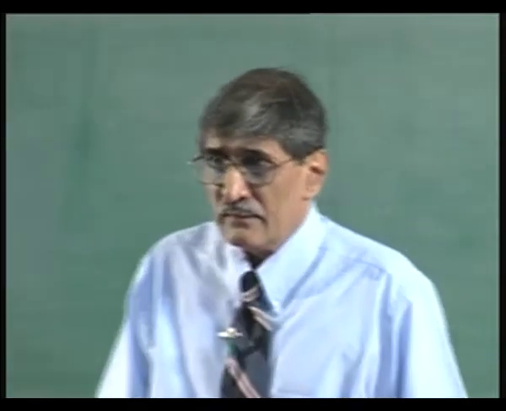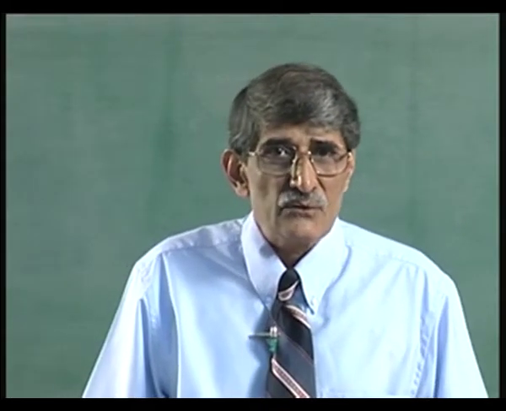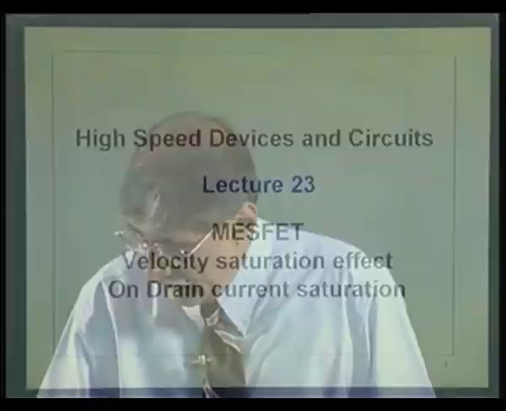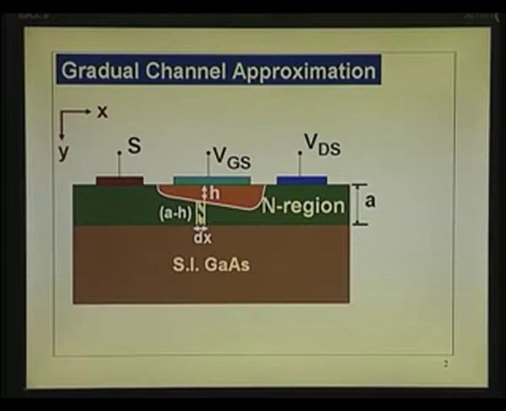We have been discussing the drain saturation current using the Shockley's model. There the assumption is that the drain current saturates when pinch off occurs at the drain edge. So, the total potential drop there is V p 0. When you have V d sat plus V b i minus V g s equal to V p 0, that is the condition.